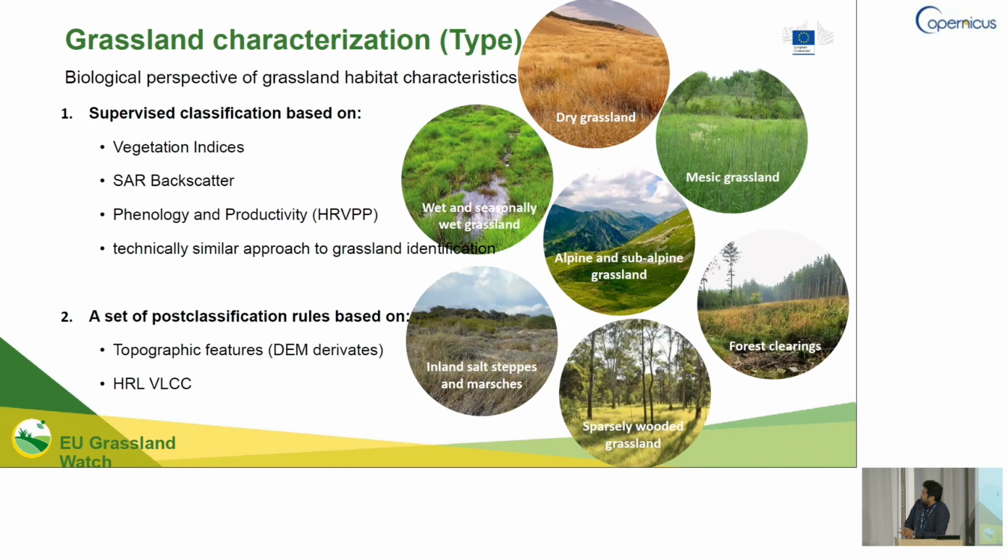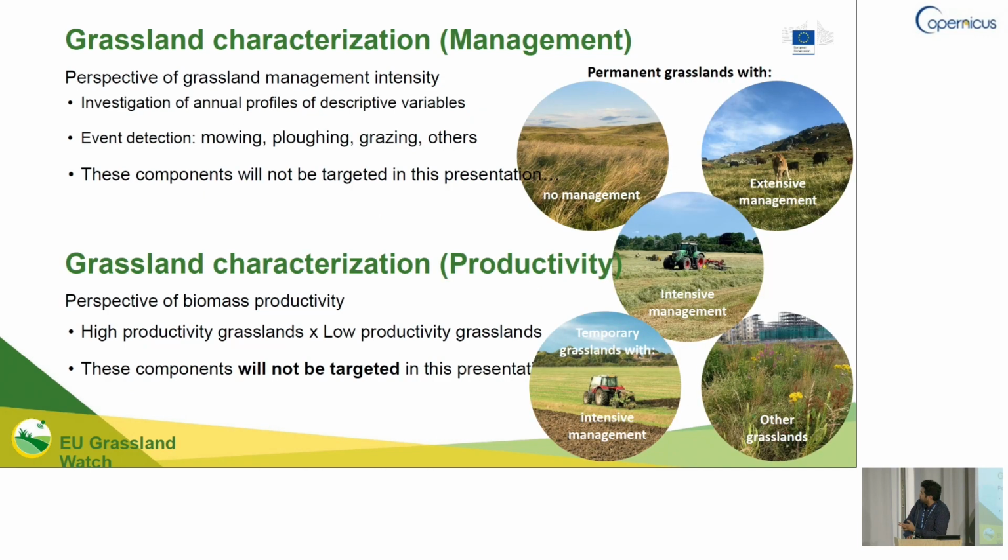Then the second step is, once we identify the grassland, we want to categorize it based on the type of the grassland, like dry grassland, alpine, wet, and so on. And once we have these types, we would monitor what management events have happened so far, and also the productivity. For this, we will use the HR-VPP, which has also been made available within the data space.